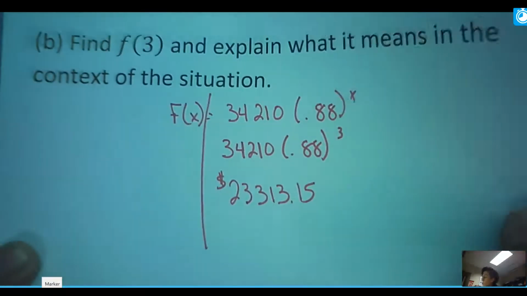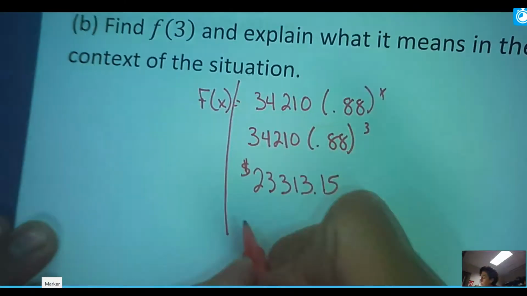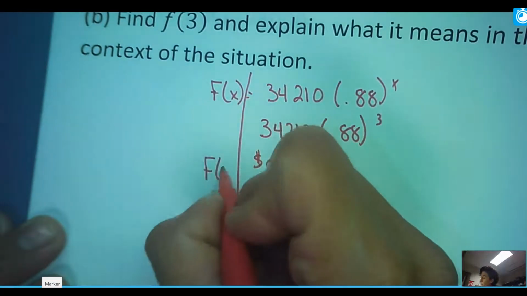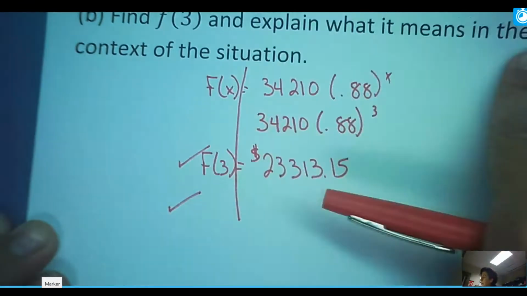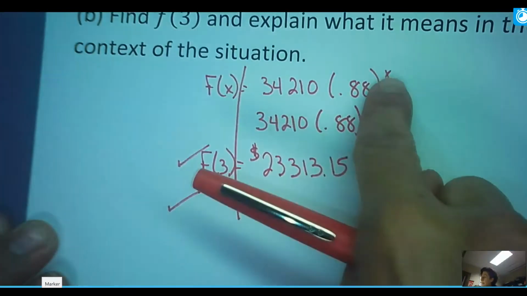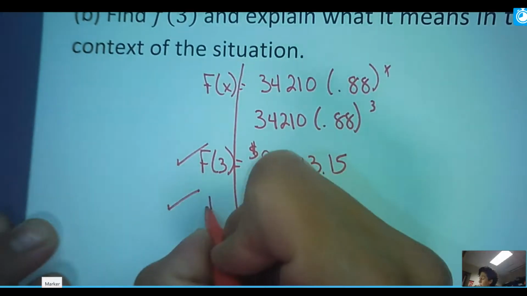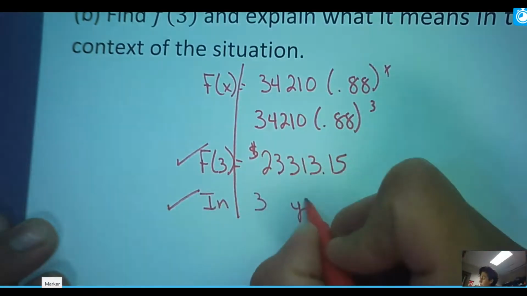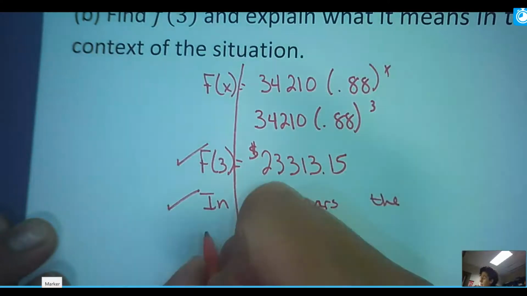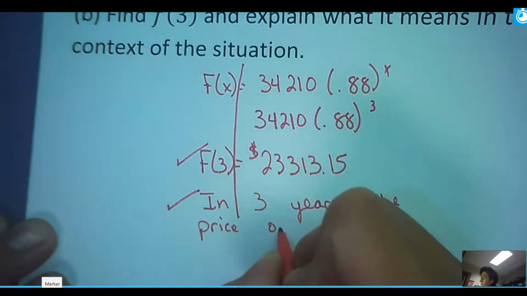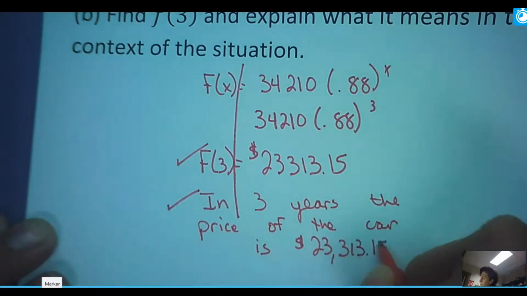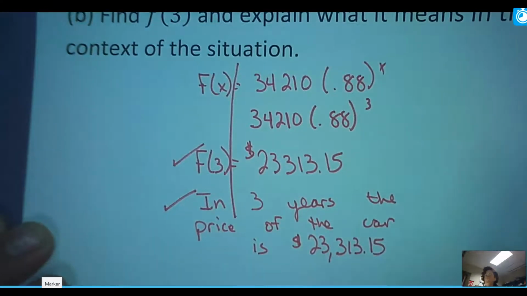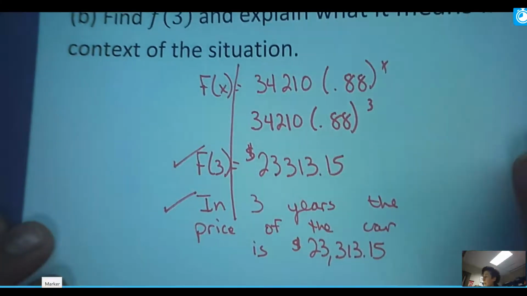All right, so 2 things. We were supposed to find f of 3. Well, here's f of 3. There's answer 1. Second thing is explain what it means in context. So remember, x, that was 3 years. So I would say something like, in 3 years, the price of the car is, and then I would write down my price: $23,313.15. Okay? All right, let's move to problem 2.